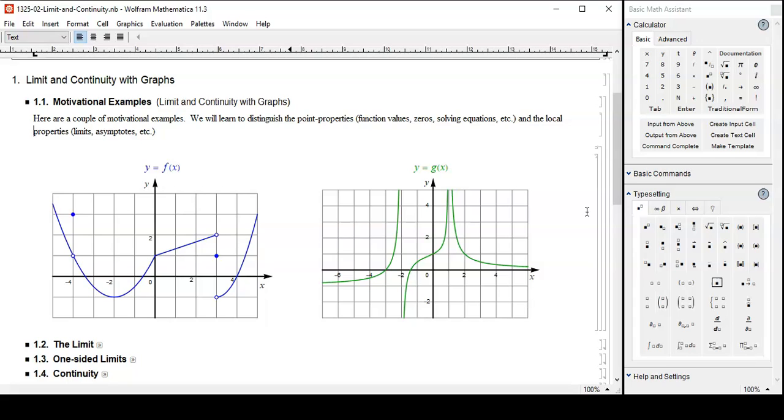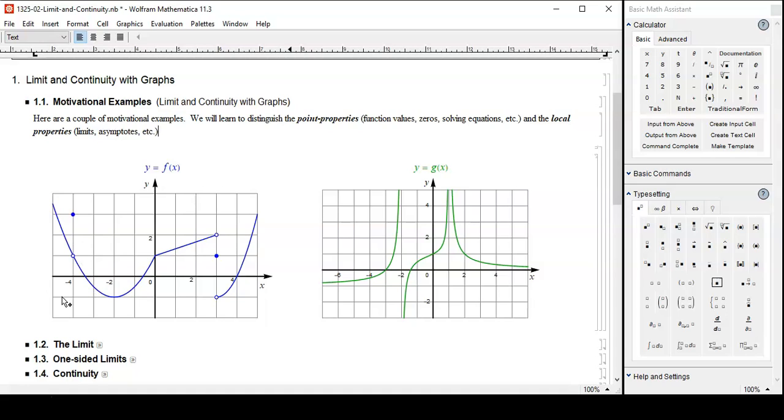And here we have to consider something called point property, which is basically the property related to just a single point, versus local property. The property is related to not just a single point, but all the points around it. There are infinitely many of them. The closer, the better.